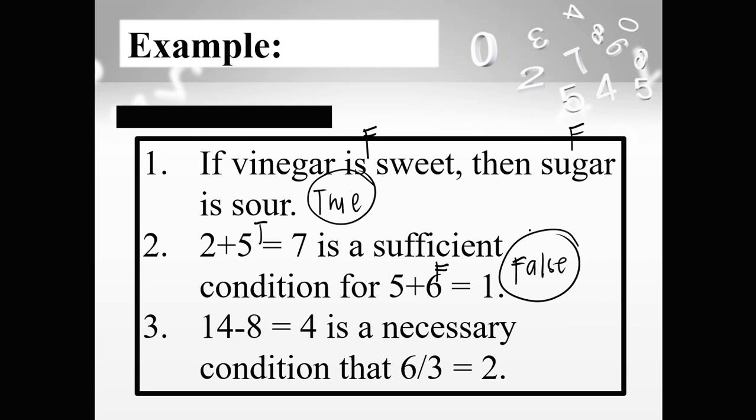Okay, and the last number: 14 minus 8 is equal to 4. That is your first statement, which is false, is a necessary condition that 6 divided by 3 is equal to 2, which is true. False and then true. So, if false then true, what will be our final answer? We have true.